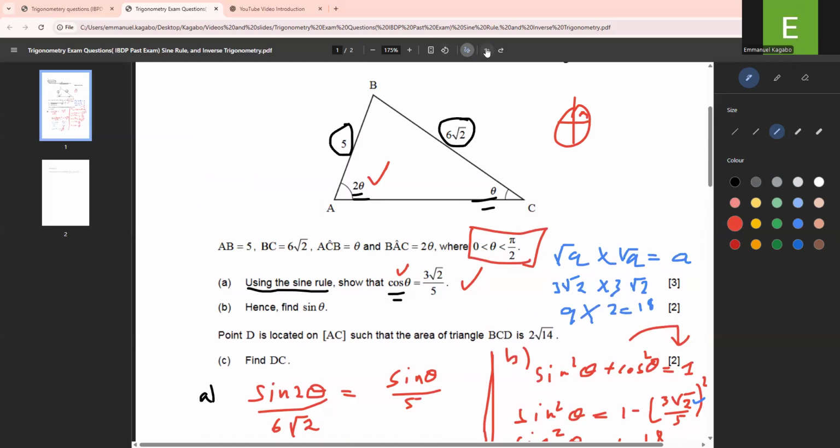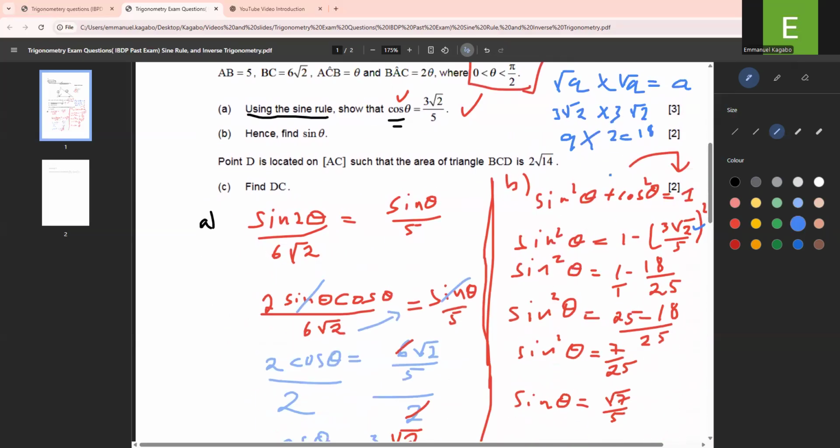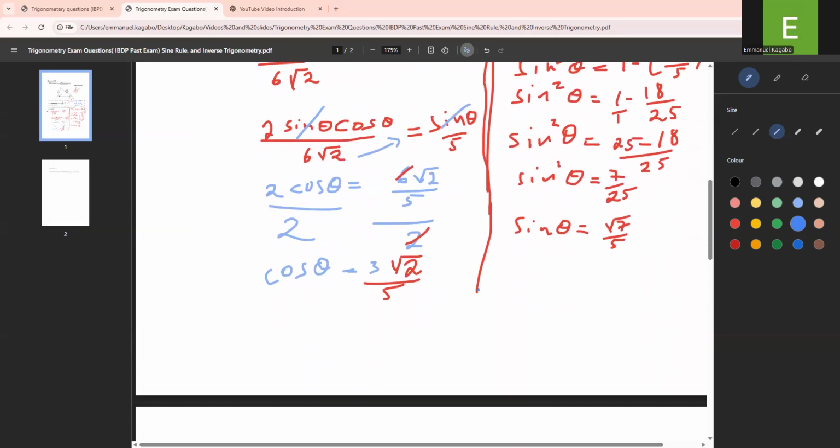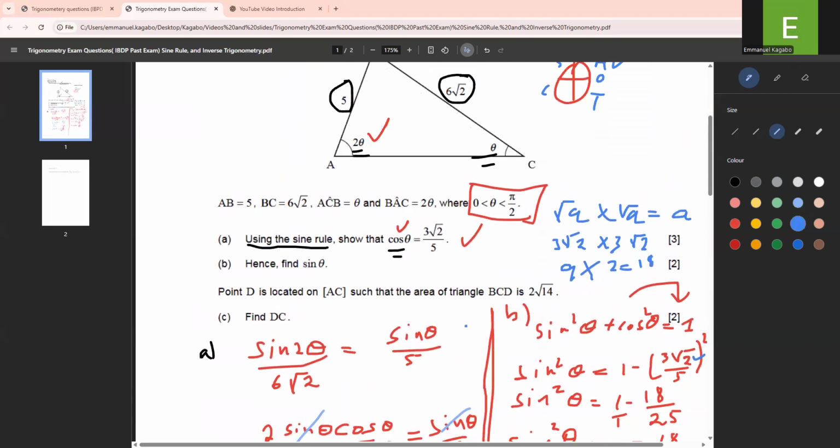All students take chemistry here. So A, all of them are positive. Here, sign is only positive, then cos, then tan. And they told me 0 to pi over 2. So here I have to go with the positive value. Very good. Okay. Now, what do we have next?